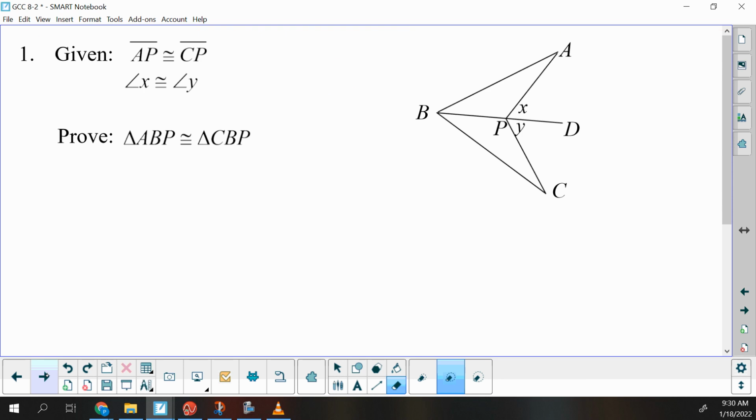So if we go down to the bottom, we're going to see our first proof. So we'll give you a minute to do your statements, reasons, and get your givens down.